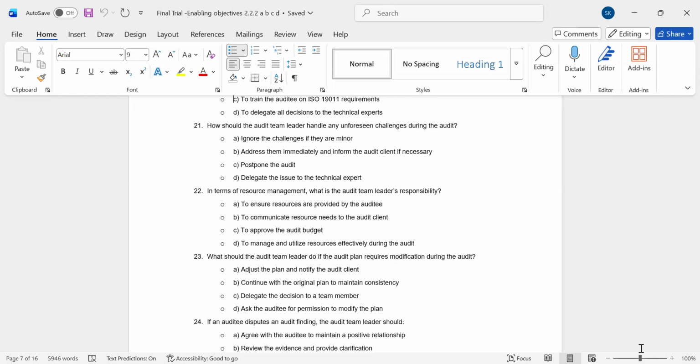What should the audit team leader do if the audit plan requires modification during the audit? A. Adjust the plan and notify the audit client. B. Continue with the original plan to maintain consistency. C. Delegate the decision to a team member. D. Ask the auditee for permission to modify the plan.